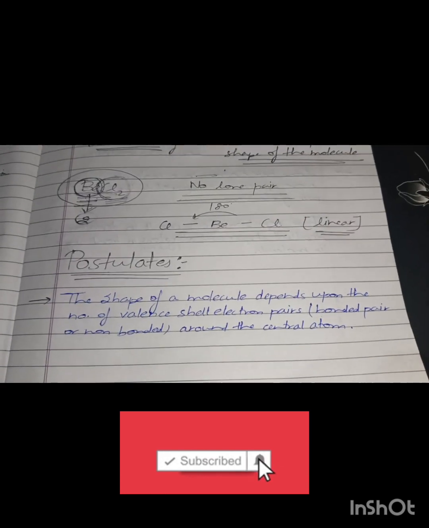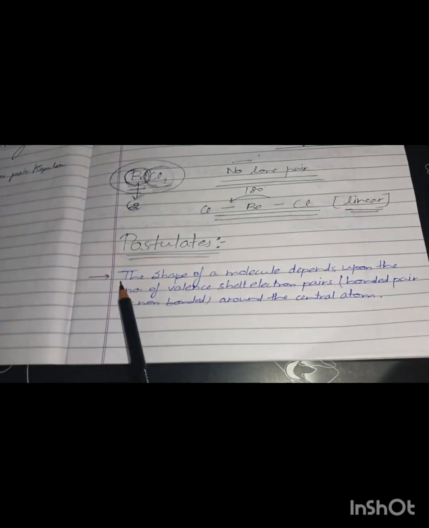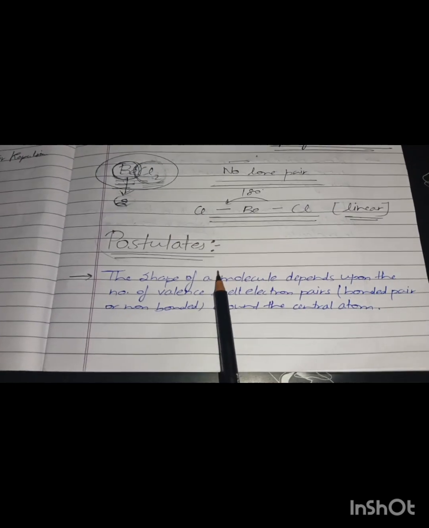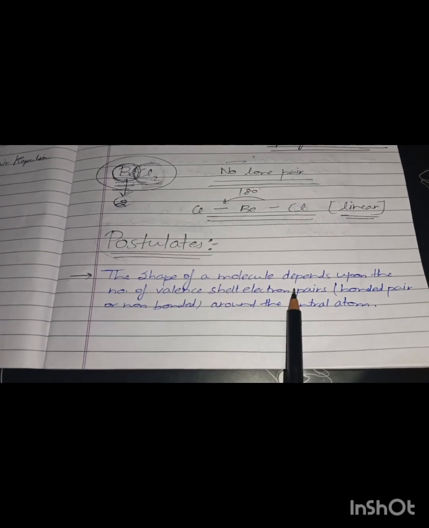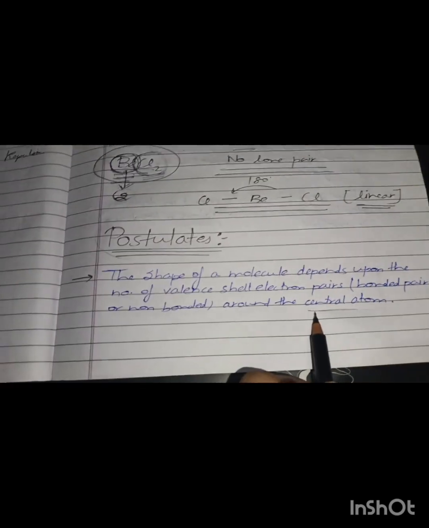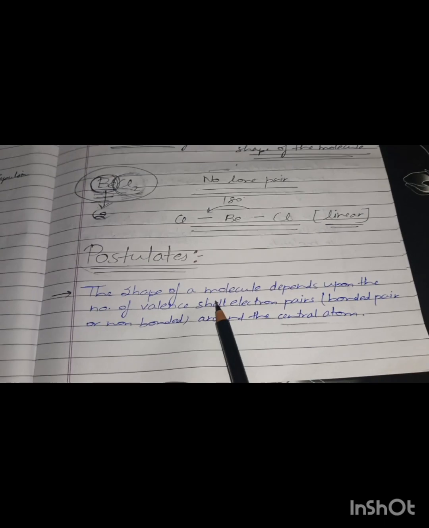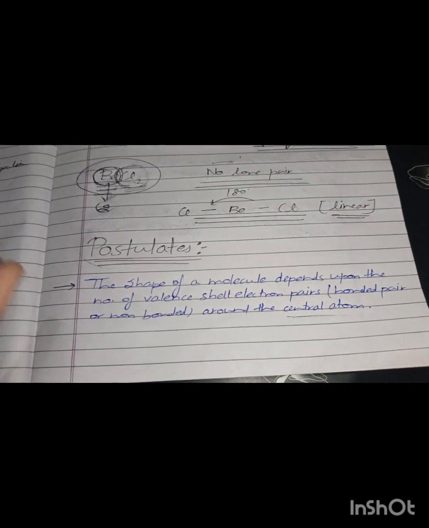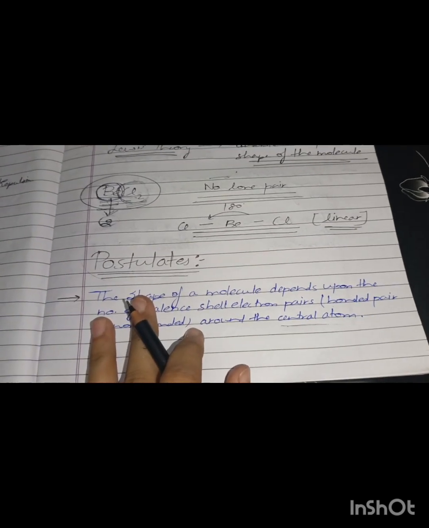So firstly we will be discussing the postulates of VSEPR theory. Number 1: the shape of the molecule depends upon the number of valence shell electron pairs, bonded pairs and non-bonded pairs, around the central atom. I have already told you that the shape of the molecule depends upon the electron pair. So this is the first postulate.